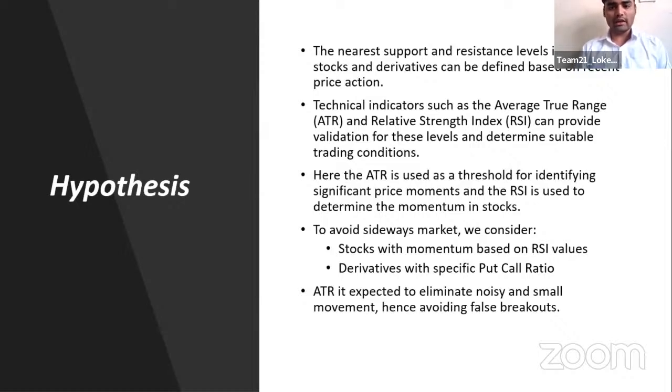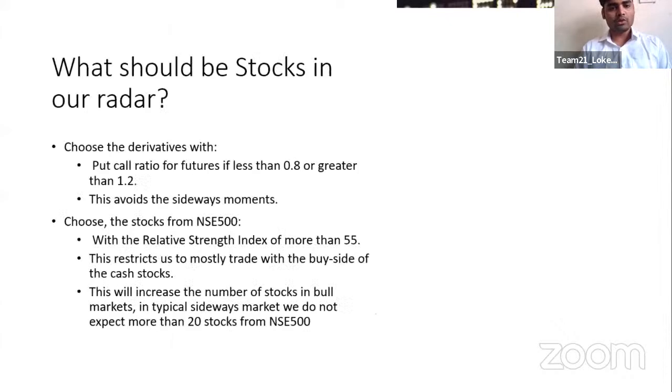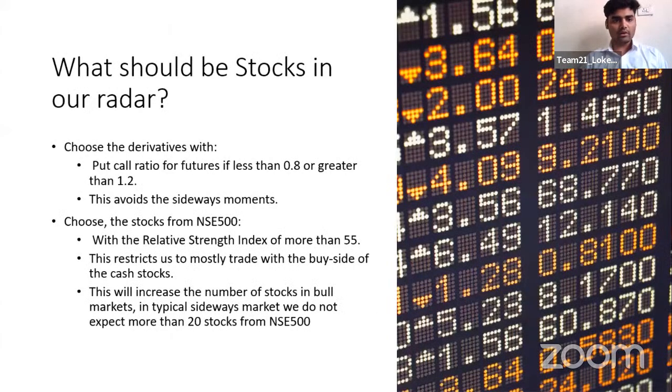Then, to avoid the sideways market, we are going with two things. First, if you are trading with the derivatives, there would be a specific range of put call ratio. And in the stocks, we are going with the RSI values in the cash market stocks. And here we are using ATR to eliminate the small price movements and avoid false breakouts. So for the futures, if the put call ratio is around 1, it does not give much significance from the derivative market, and it starts moving significantly away from 1.